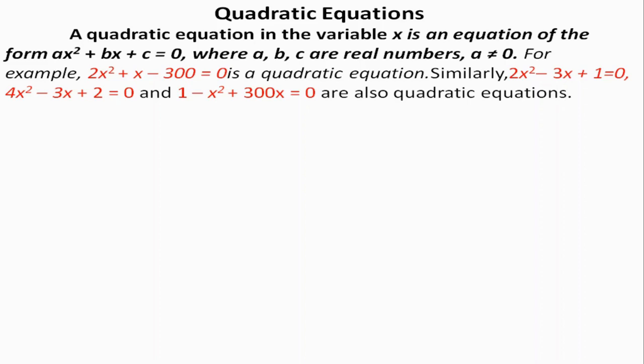For example, 2x square plus x minus 300, because the maximum power of x is 2 here, so it is quadratic. Similarly, 2x square minus 3x plus 1 equal to 0. The maximum power of x is 2, so it is also quadratic. Similarly, 4x square minus 3x plus 2 equal to 0 is also quadratic, and 1 minus x square plus 300x is also a quadratic equation.